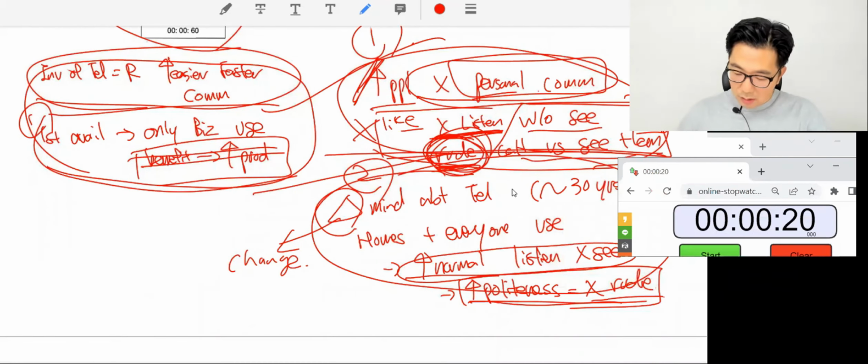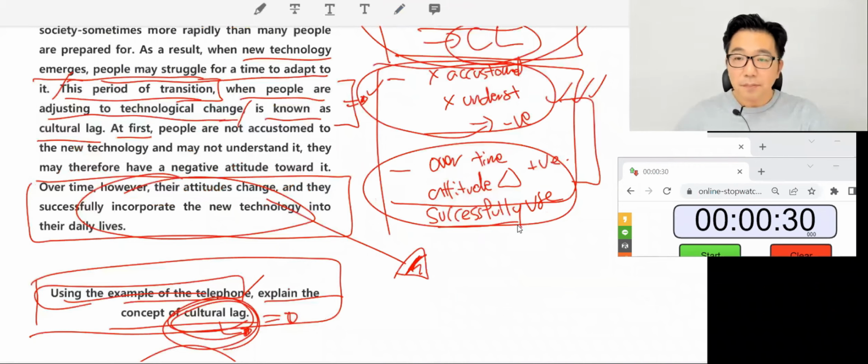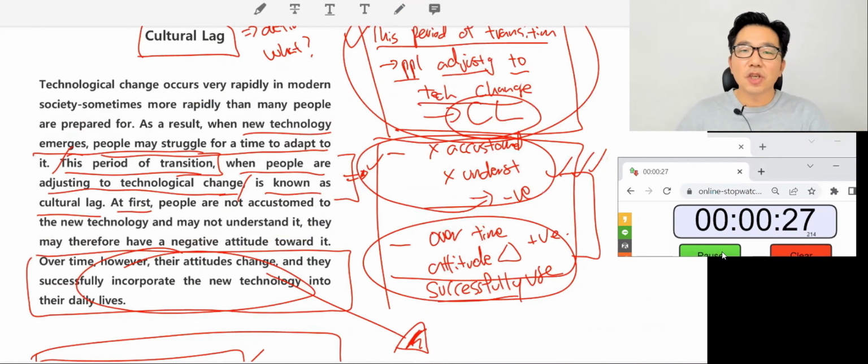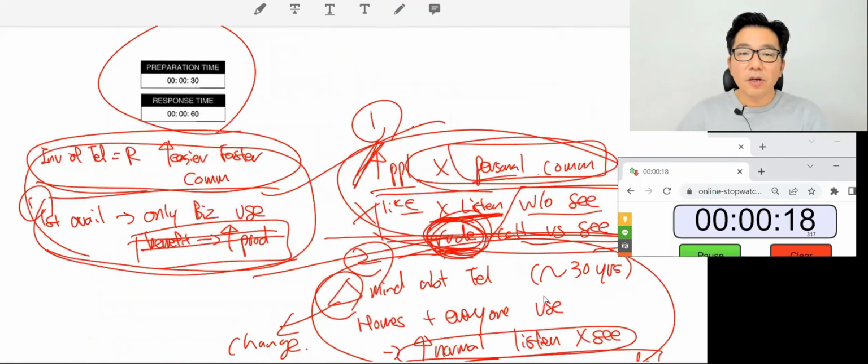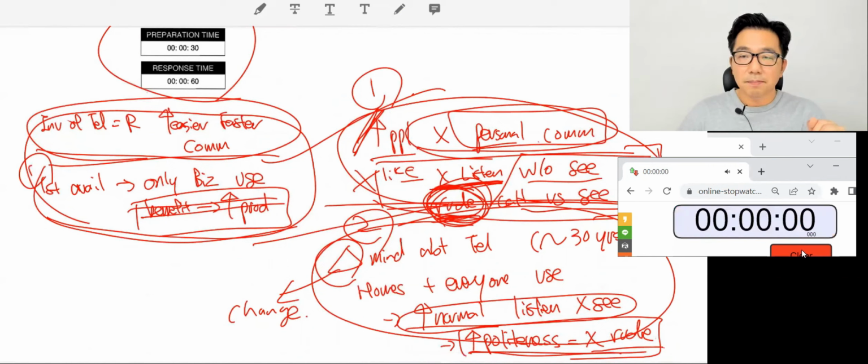So let me demonstrate how I would prepare in 20 seconds. No, actually, it's 30 seconds, isn't it? Let me change the clock. Sorry. I just paused the video and changed the clock. Okay, so I'll prepare something like this. Cultural lag is period of transition when people are adjusting to new technological change. Telephone, when it first, only business use. People, no, for personal communication, because don't just listen without seeing them. But they changed their mind over time. Homes and everyone uses it. It became more normal to use telephone. No problem. They changed their mind. Yeah, something like this.